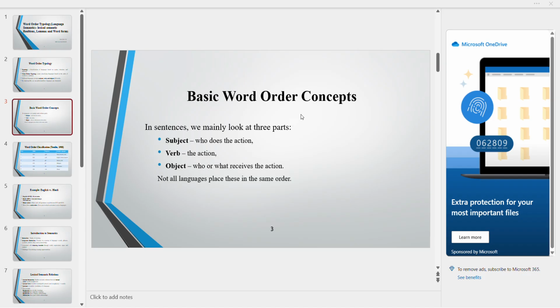Basic word order concepts. In sentences, we mainly look at three components. The first is subject, second is verb, and the third is object. The subject says who does the action. It means subject will perform the action. Then the second, verb, means the action. It shows the action. Then the third is object, who or what receives the action. Object receives the action. Not all languages place these in the same order.